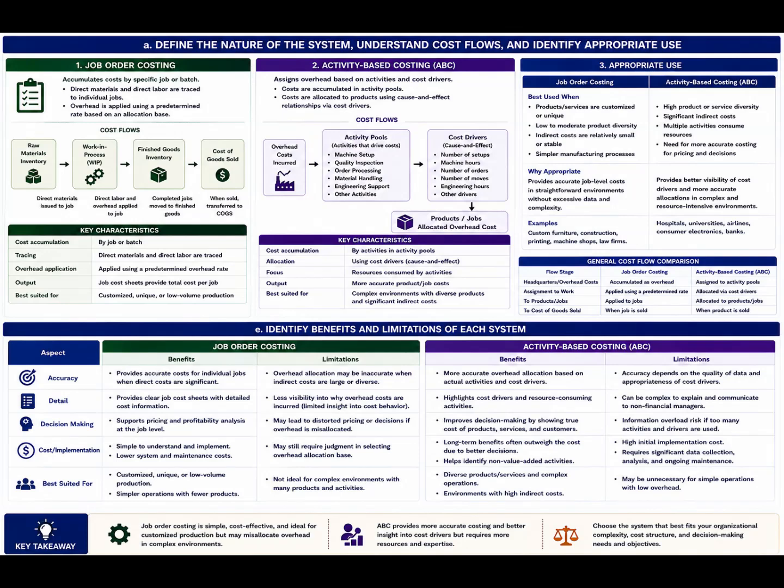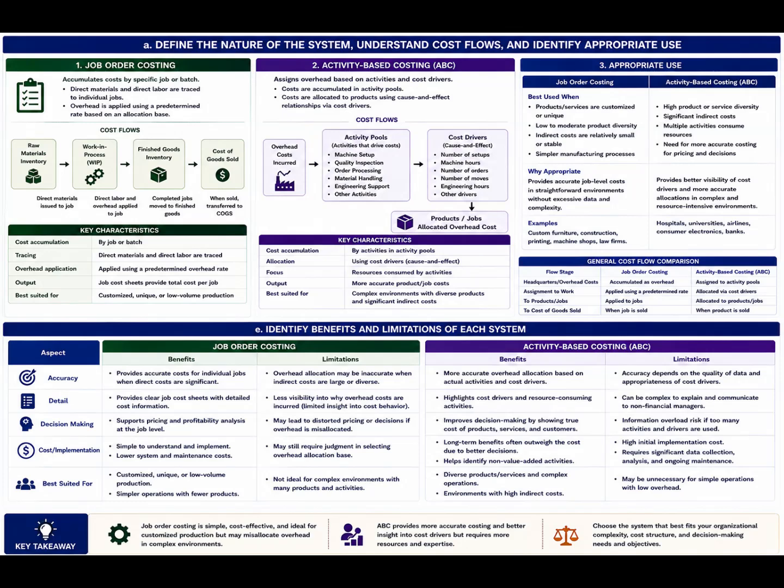E. Identify benefits and limitations of each system. Job order costing is straightforward and well suited for customized production. It provides detailed job-level cost information but may distort overhead allocation when indirect costs are significant.